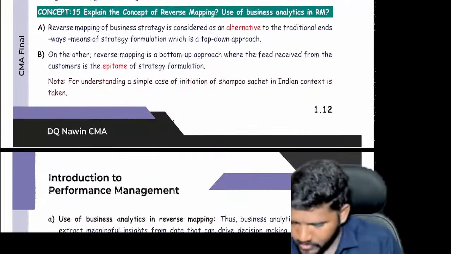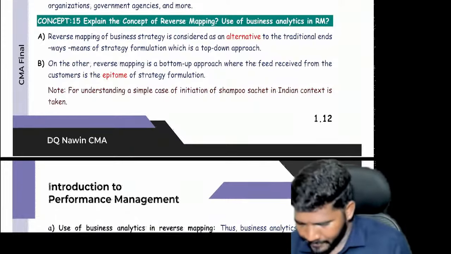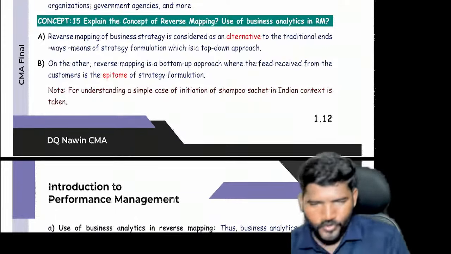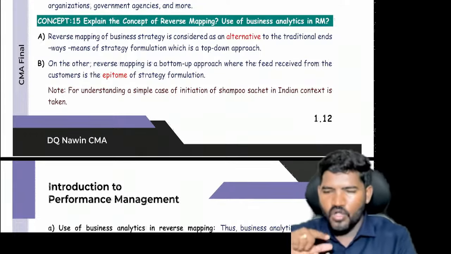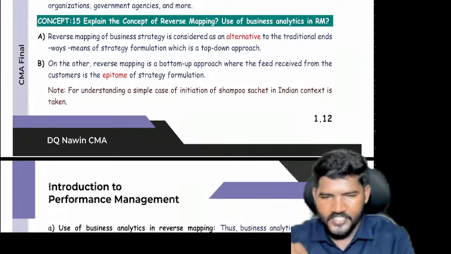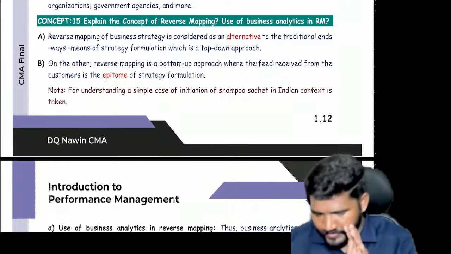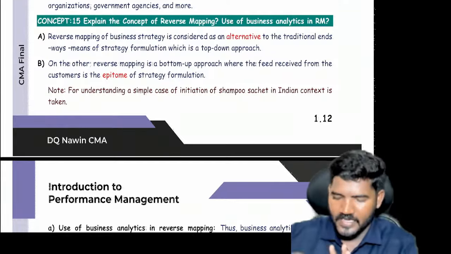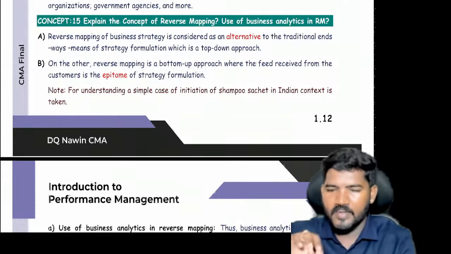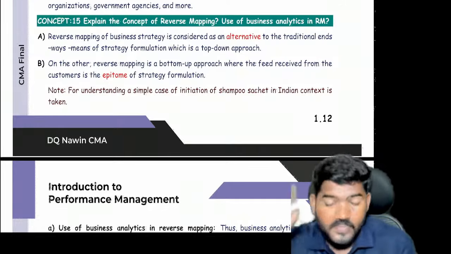Next, reverse mapping. Generally, what happens in businesses? The producer produces and sells to the wholesaler, the wholesaler sells to the distributor, the distributor sells to the retailer, the retailer sells to the customer, right? But when it comes to reverse mapping, the customer drives it, and the chain will be reversed. The chain being reversed is known as reverse mapping.